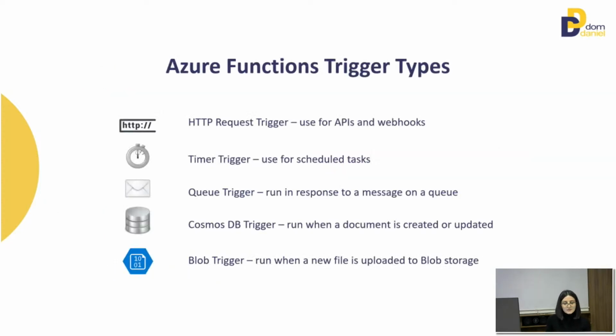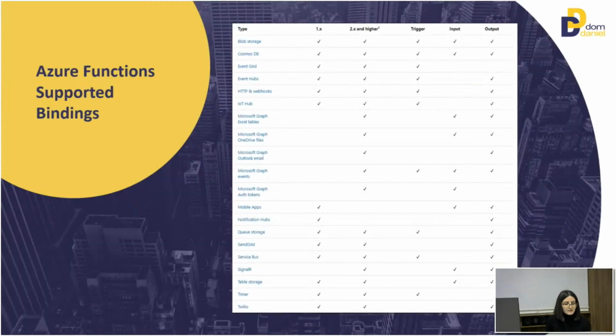These are the most applicable and useful Azure Function trigger types. Here is the HTTP request trigger, the timer trigger, queue trigger, Cosmos DB, and blob trigger. And here are the Azure Function supporting binding types. The first 5 or whatever else, and the timer and blob storage are the most applicable ones again.